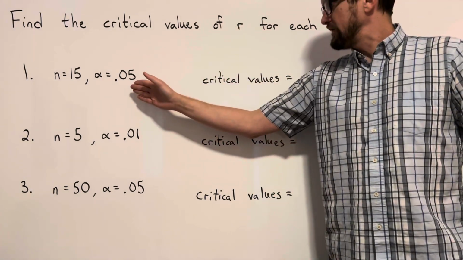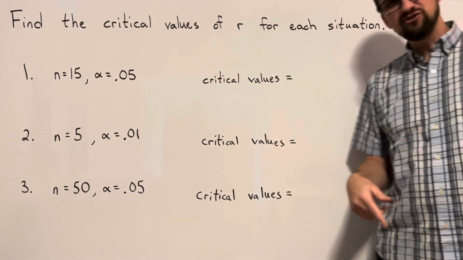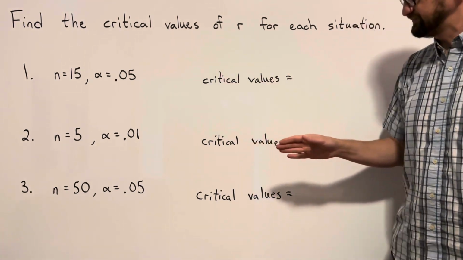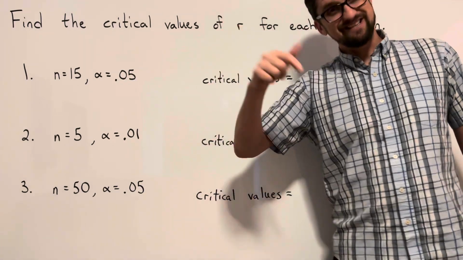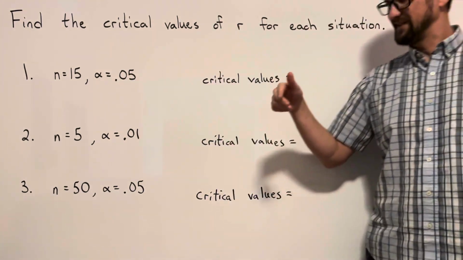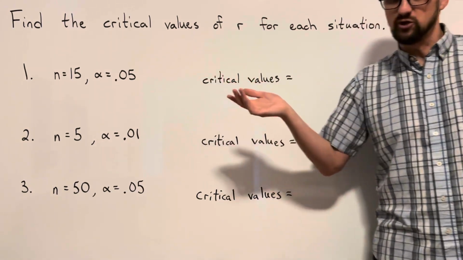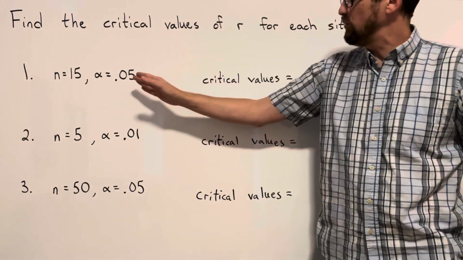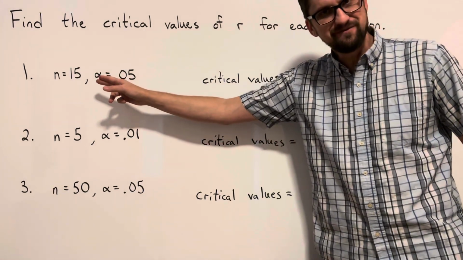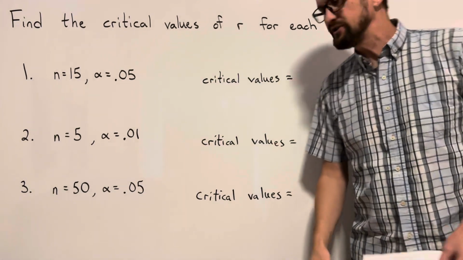If we look at number 1 here, we have N. N is the number of pairs of data that you have. And then alpha is the significance level. That's the probability of rejecting that there's no linear correlation when there actually is no linear correlation. You can think of it as an error probability. So with number 1 here, we have N as 15 and the alpha as 0.05 or 5%.